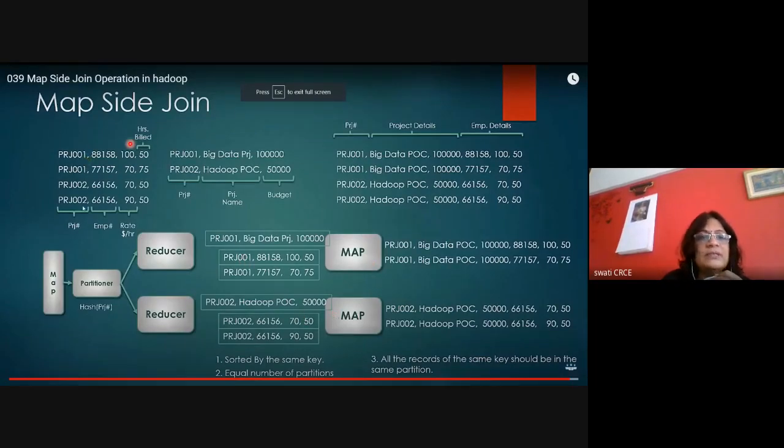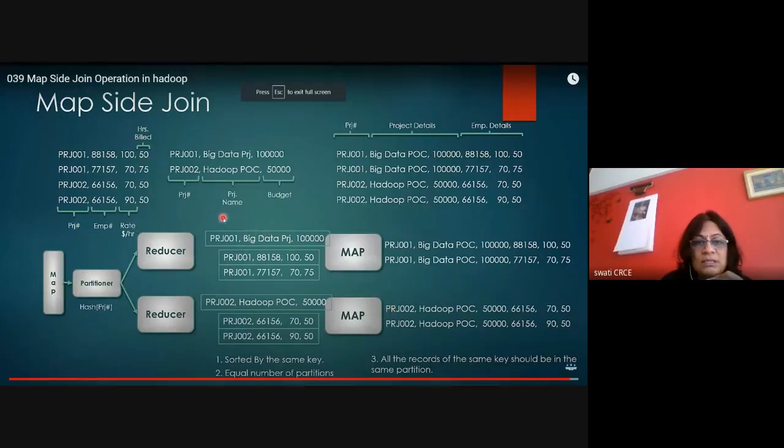And only one table is a big table, which is divided into fragments, and that is going to this mapper. So some of the records: the first two records are with this mapper. Next two records are with this second mapper.